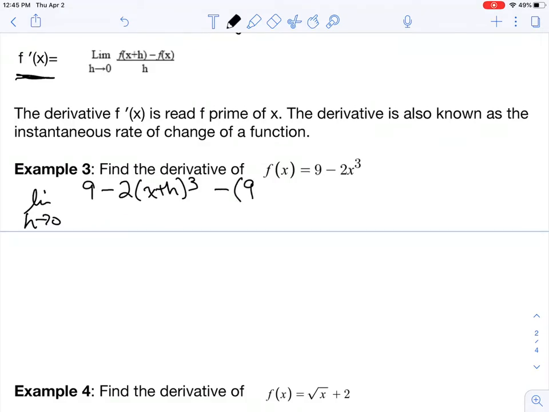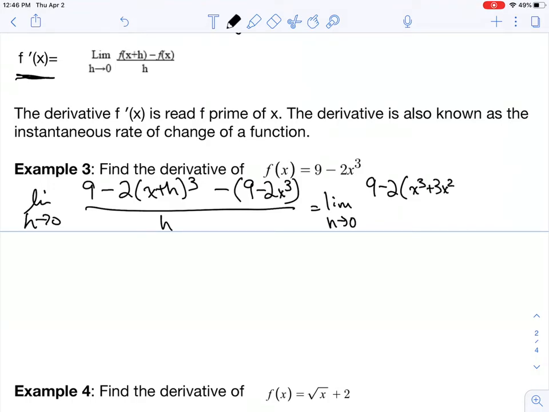All right, so the limit as h approaches 0 of 9 minus 2 times (x plus h) cubed, minus (9 minus 2x cubed), all over h. And then, of course, we have to remember our binomial, and Pascal's triangle will make that a lot easier: 9 minus 2 times (x cubed plus 3x squared h plus 3xh squared plus h cubed), minus 9 plus 2x cubed, over h. And keep writing your limit until you plug that in.